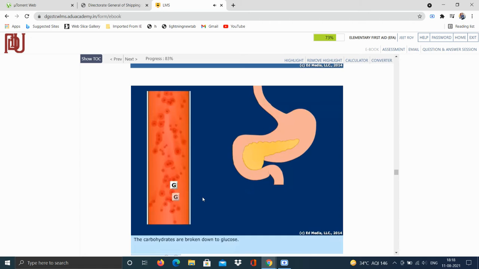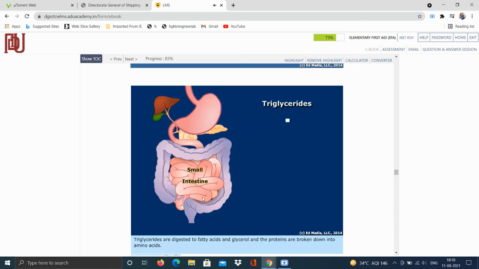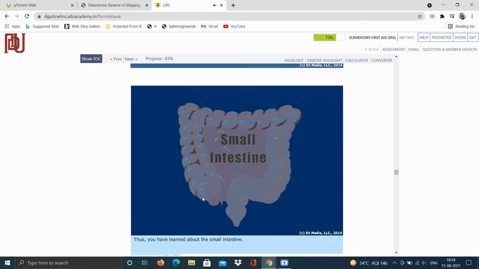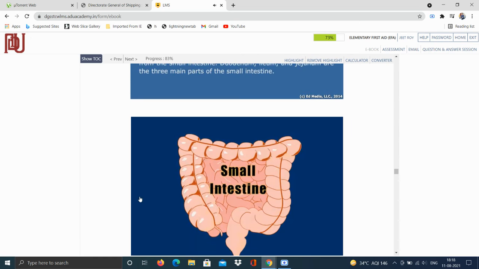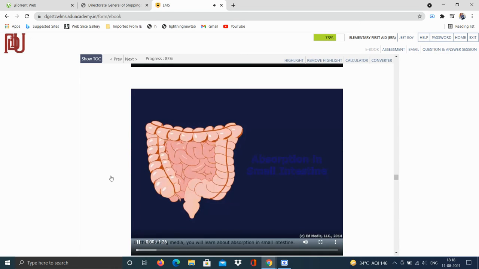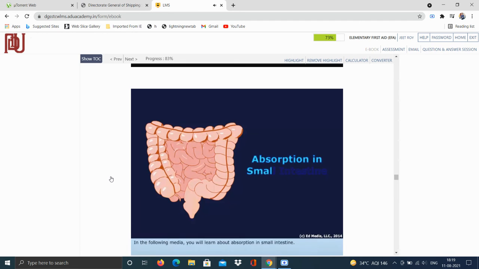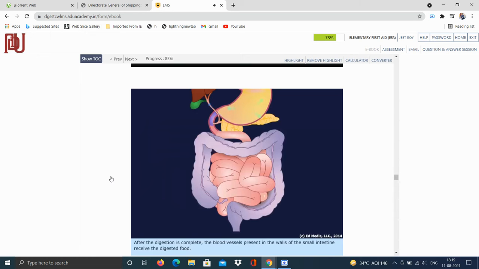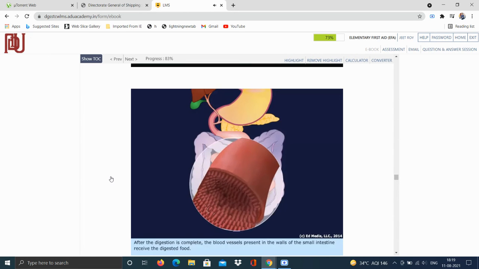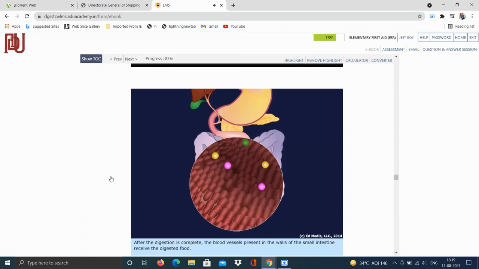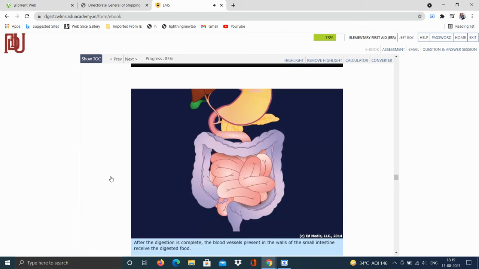The carbohydrates are broken down to glucose. Triglycerides are digested to fatty acids and glycerol, and the proteins are broken down into amino acids. Thus, you have learned about the small intestine. In the following media, you will learn about absorption in the small intestine. After the digestion is complete, the blood vessels present in the walls of the small intestine receive the digested food. This method is called absorption.